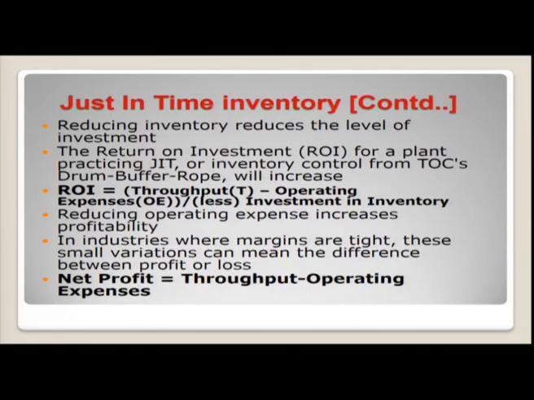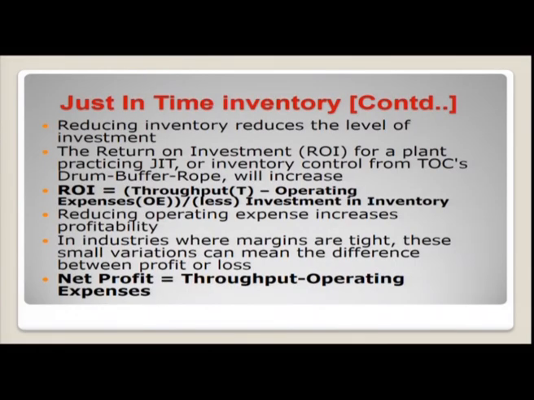Here, as far as the investment count is concerned, you are supposed to take the least count. So that is the reason I have given it as less. Again I repeat the formula: it is throughput minus operating expenses divided by the investment in inventory. When you reduce the expense, it increases the profitability. In industries where margins are tight, these small variations can mean the difference between whether the industry is in profit or has encountered a loss.